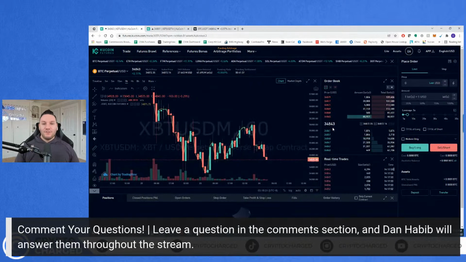And the amount of leverage that you use, it's important to know that the higher the leverage, the smaller that gap is until you can get liquidated. So these are all things that we want to keep in mind.